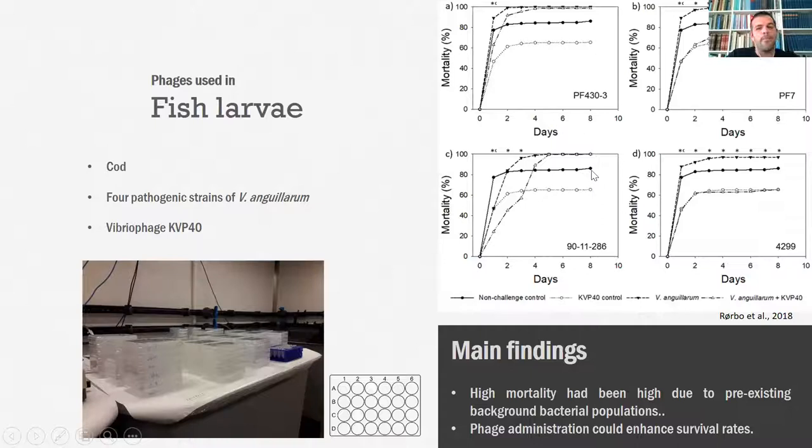But as soon as we treated all the conditions, both the eggs without the bacteria and the eggs that were infected with the bacteria, with phages, we were able to notice that the eggs that were treated with KVP40, with this bacteriophage, were able to survive better, reporting a 60% mortality compared to the controls. So after these findings, we realized that there is already a native bacterial load even before the infection process with our pathogens.